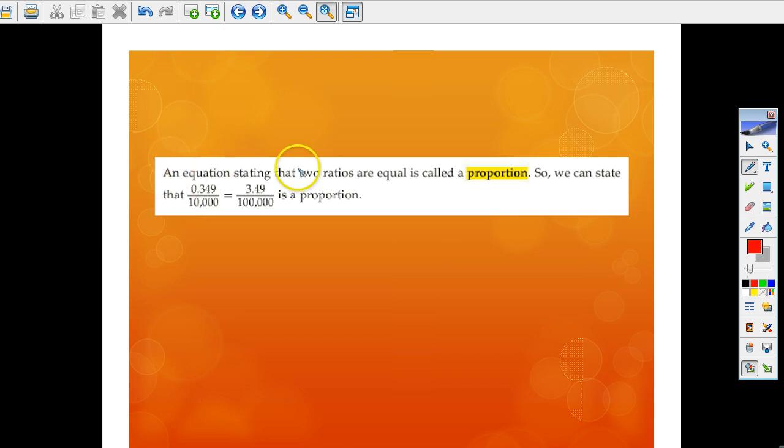An equation stating that two ratios are equal is called a proportion. Okay. So we can state that this ratio and that ratio are equal. So it's a proportion. You multiply by 10 on the top, multiply by 10 on the bottom, and you get this number, and they're still equal.